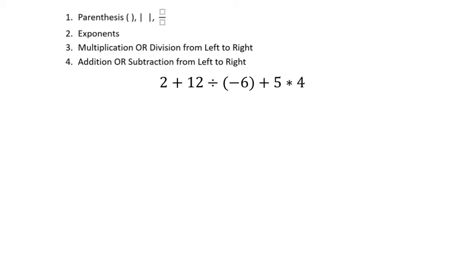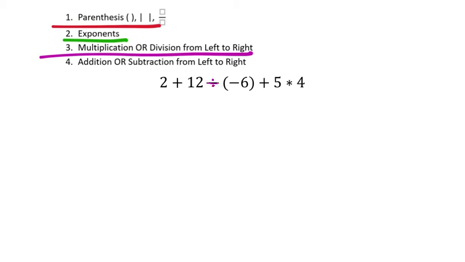Here's a problem that doesn't have parentheses. We're going to skip this one. In fact, I don't see exponents either, but it does have multiplication and division. Which one comes first, though, from left to right? That's the important question. So scanning this from left to right, boom, I see this division first. So that's what I would have to do first.